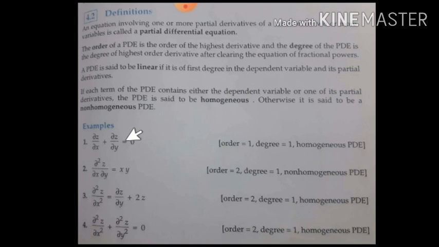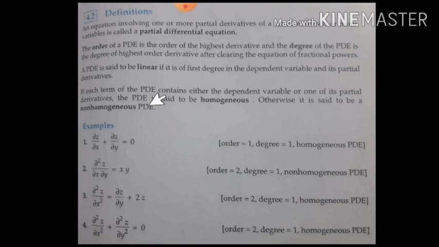Equation means it should be equated to 0, involving one or more partial derivatives. Here two partial derivatives are there of a function of two independent variables. In this equation z is dependent, x and y are independent variables. So an equation involving one or more partial derivatives of a function z with respect to more than one independent variable is called a partial differential equation.